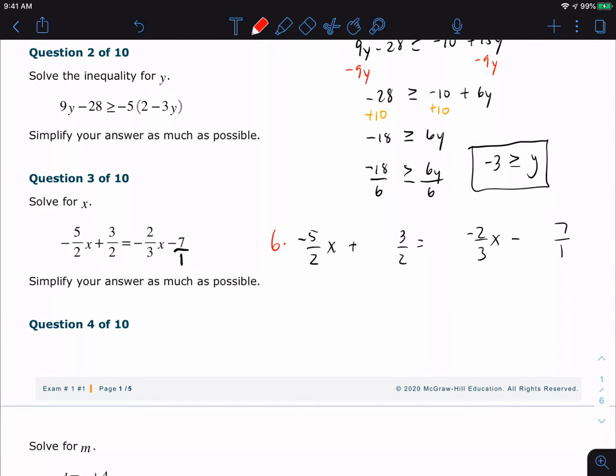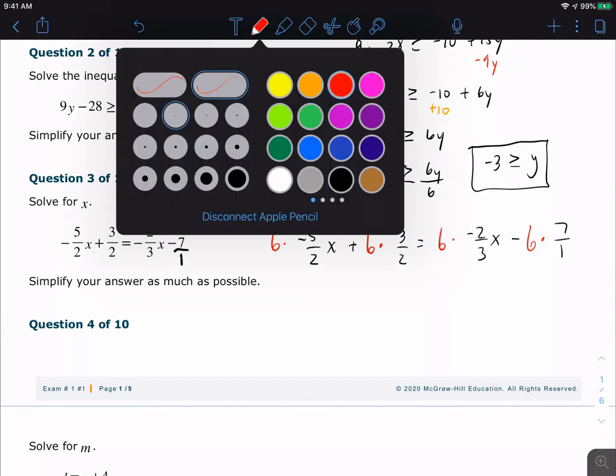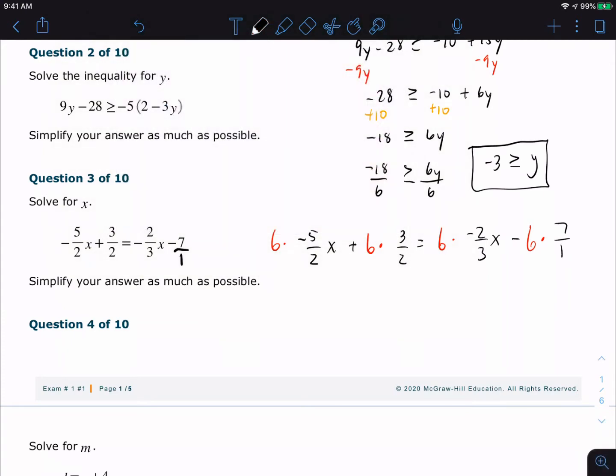So I'm going to multiply by 6, multiply by 6, multiply by 6. Everything is being multiplied by 6, right? So I'm going to show you something. 6 divided by 2 is what? Isn't that 3? That's 3, right? And 3 times a negative 5 will give us a negative 15x. Then what's 6 divided by 2? It's 3 again. What's 3 times 3? That gives us the 9.